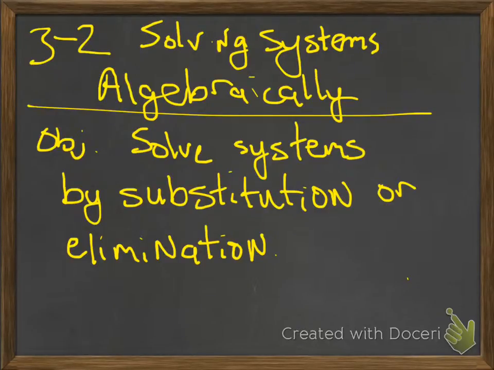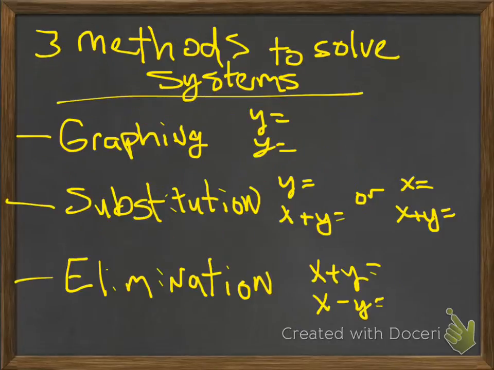Today we're going to be solving systems algebraically. Our objective is to solve systems by substitution or elimination. There are three different methods to solving systems. By the end of today, we will have gone over three different methods. One of those was graphing, which you did Monday and Tuesday.